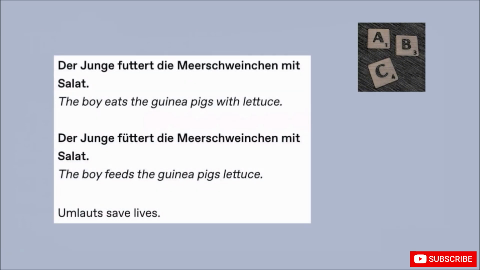And for a little bit of fun, I found this on Facebook. It says Umlauts save lives. Just look at the first sentence. Der Junge futtert die Meerschweinchen mit Salat. Or der Junge füttert die Meerschweinchen mit Salat. Füttern with the umlaut means to feed, whereas futtern is colloquial for eating. It's highly unlikely that the boy is eating the guinea pigs with lettuce. It's more likely he's feeding the guinea pigs with lettuce.